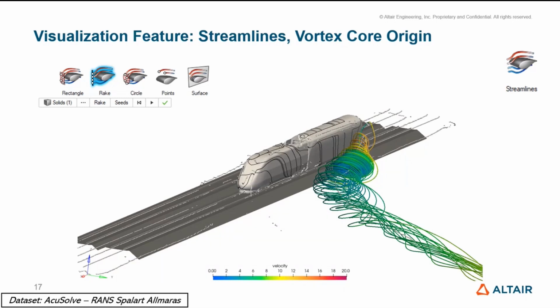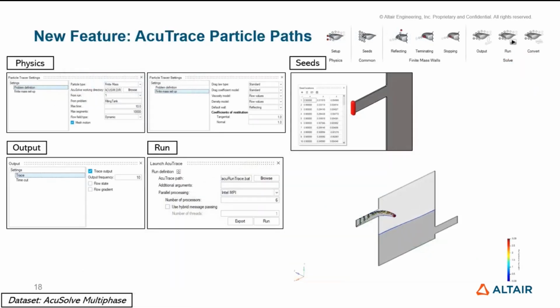In point 3, we are working on directly seeding those vortex cores. It's already available in an internal build, so I just wanted to explain the differences there. Here we're using Rake. In the future, we'll have the ability to seed a vortex core directly.